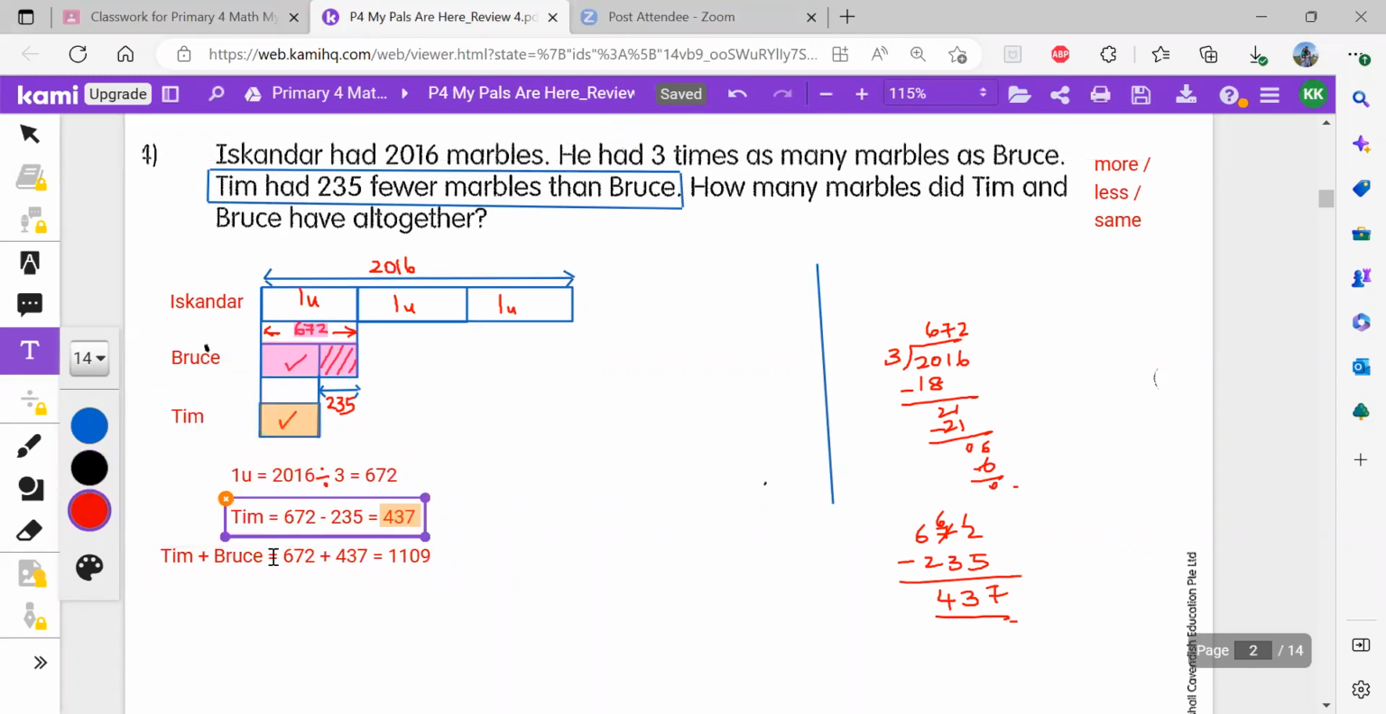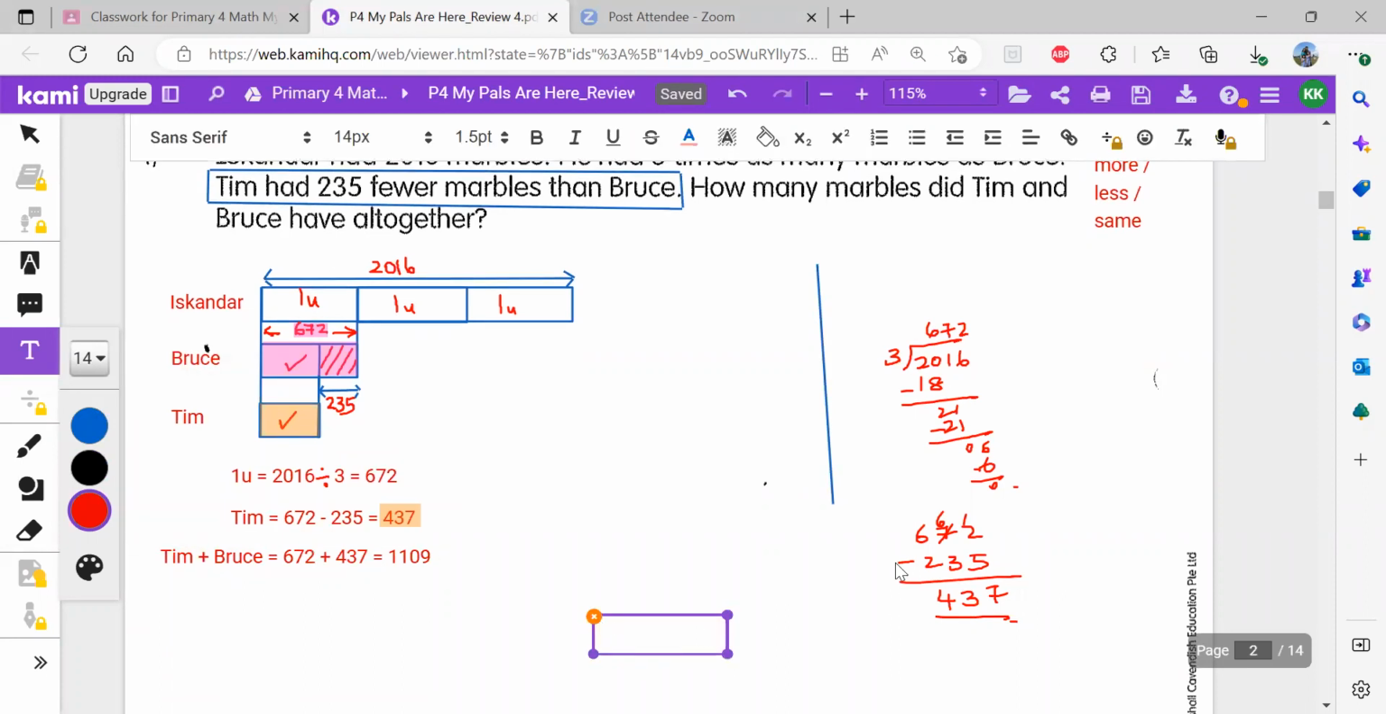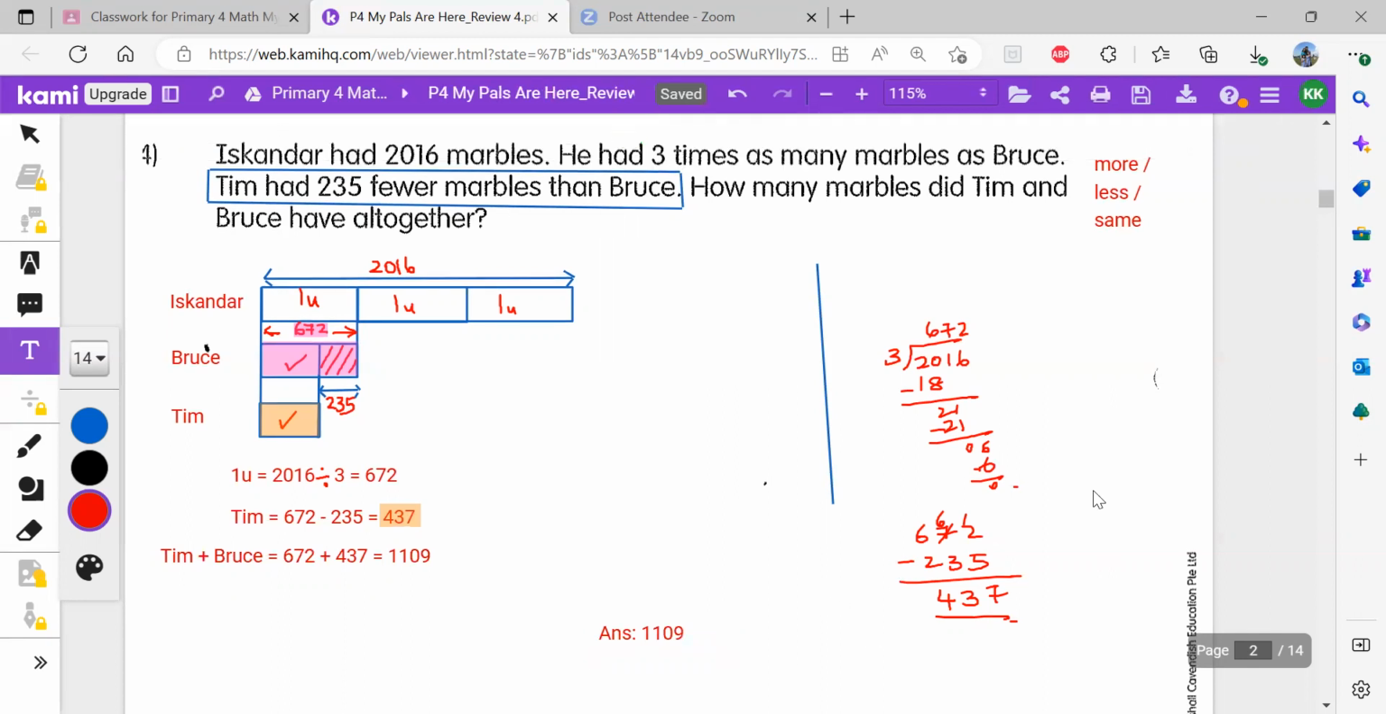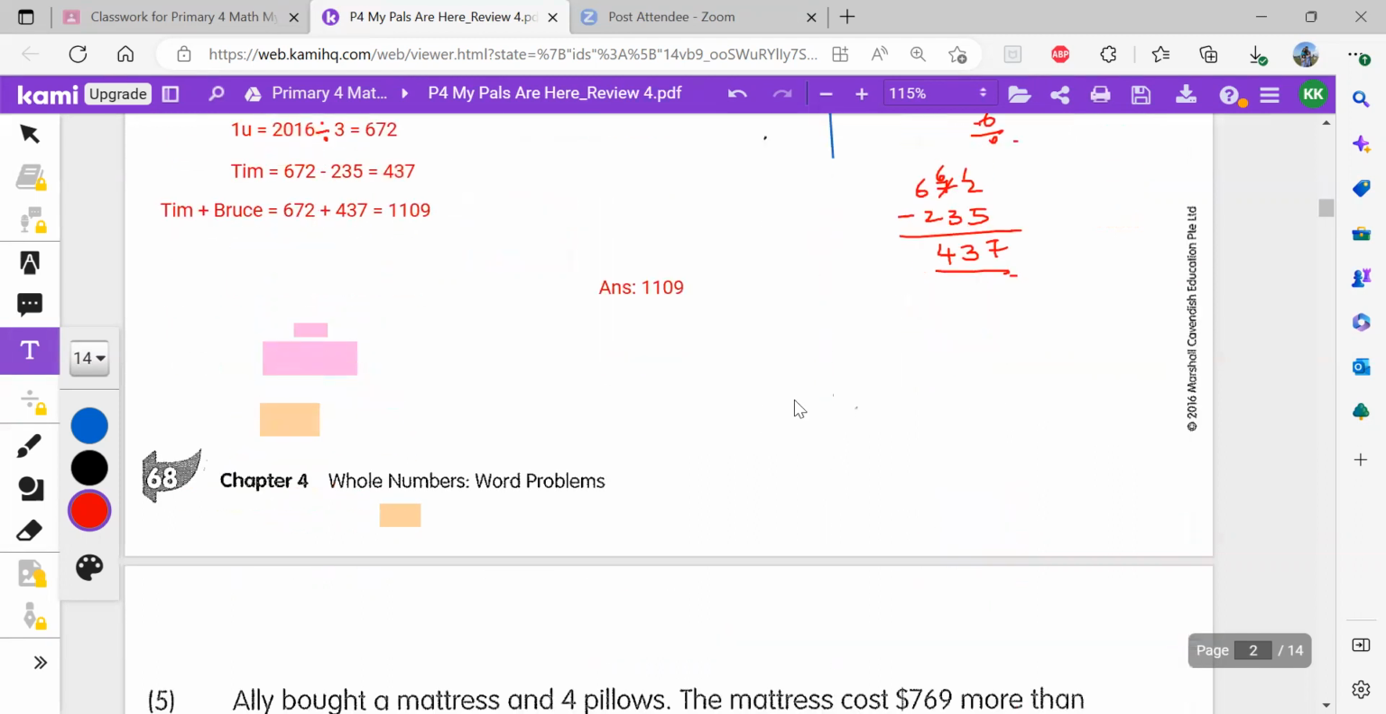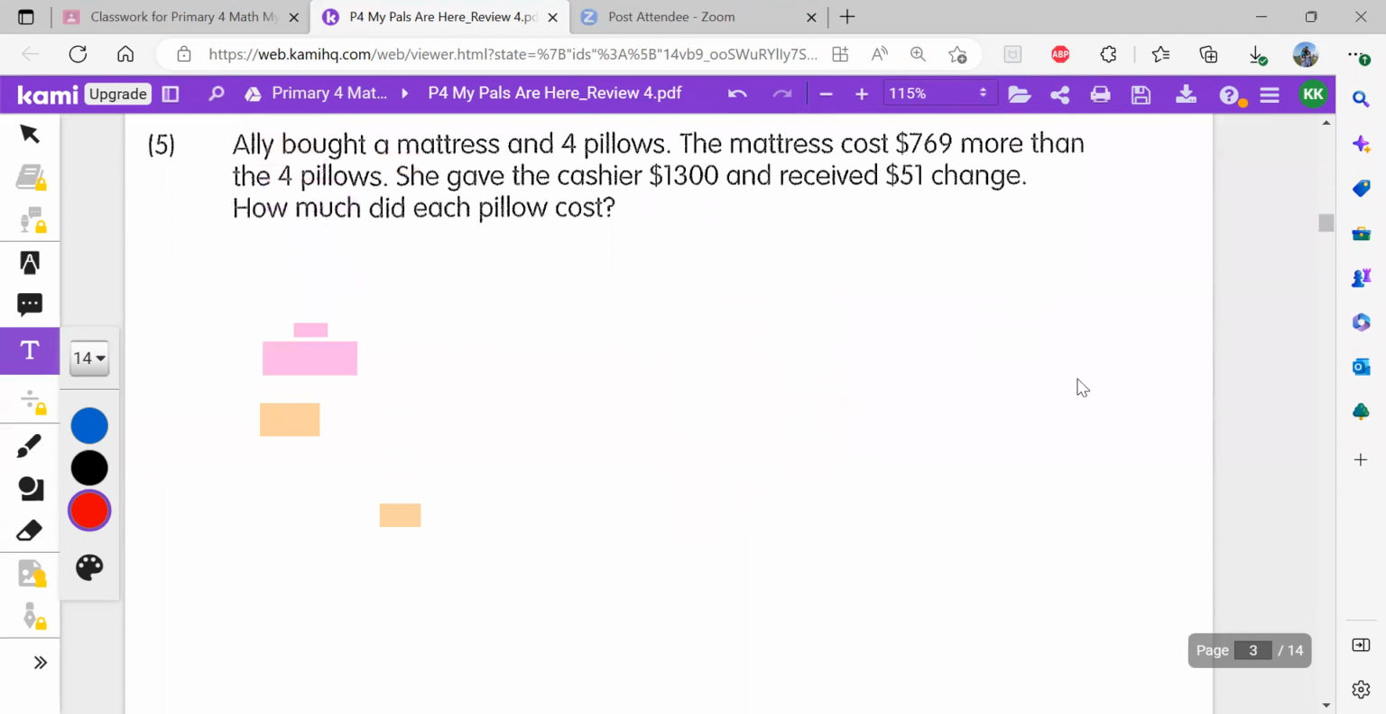Okay, notice that when I write, I try to write my equal sign in one straight line. So my answer, 1109. Okay. All right, question 5. Clear it.